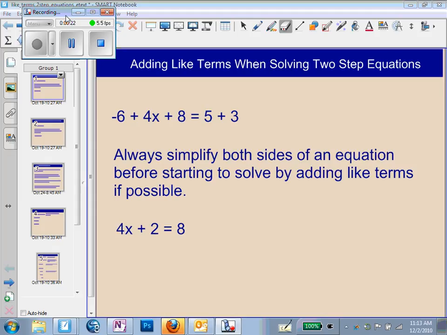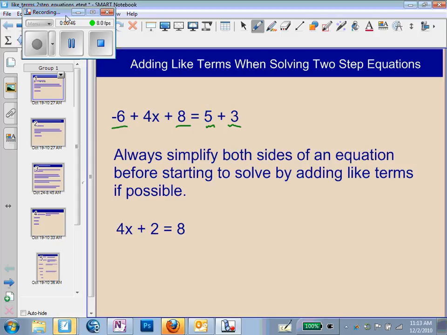So in this first example, we have negative 6 and 8 as like terms on the left-hand side, and we have 5 and 3 as like terms on the right-hand side. You can tell that we have like terms when we have constants. Constants are always like terms. Where we have the same variables, several x's in there, those are like terms that have coefficients.